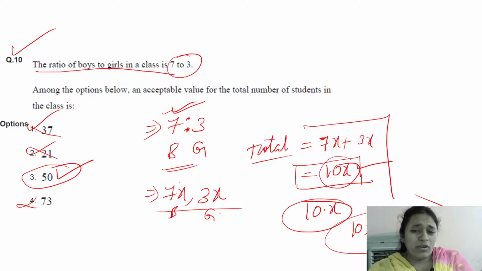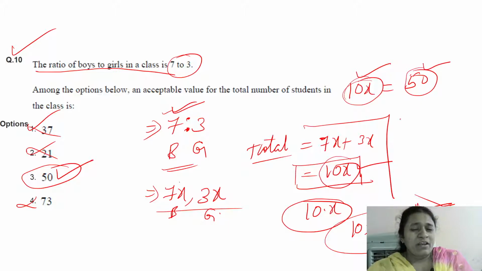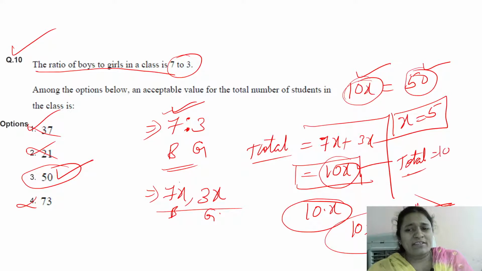Okay, now the total number of students in the class we got is 50. We can write 10x is equal to 50, because from the given ratio the total number of students is 10x. From the given options, 50. So x is equal to how much will we get? 5. X is equal to 5 means total students 10x, 10 into 5, again 50. Total number of students in the class is 50.